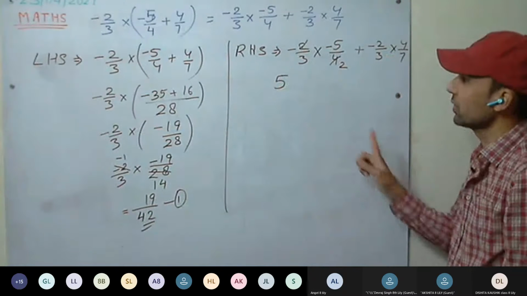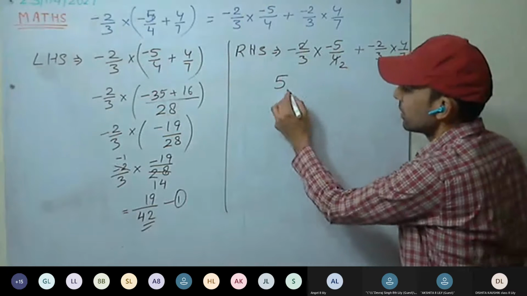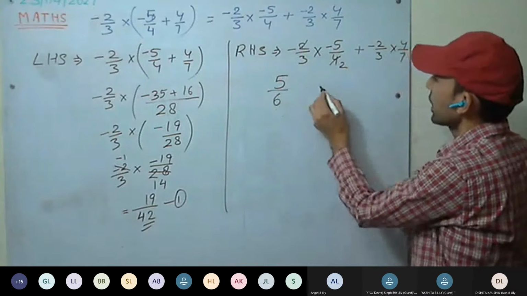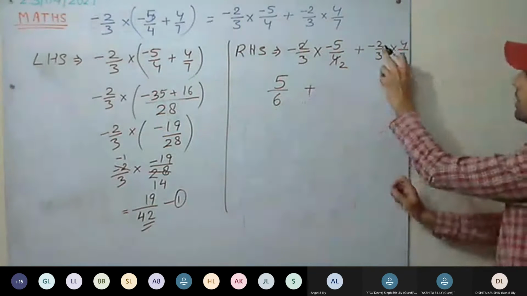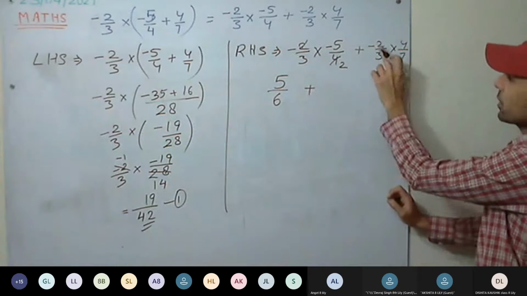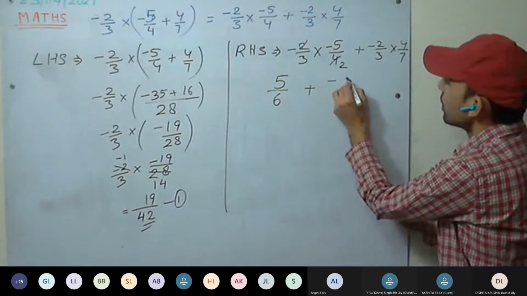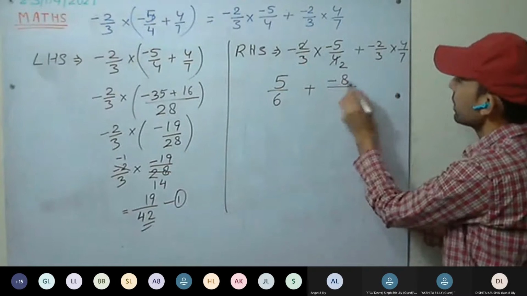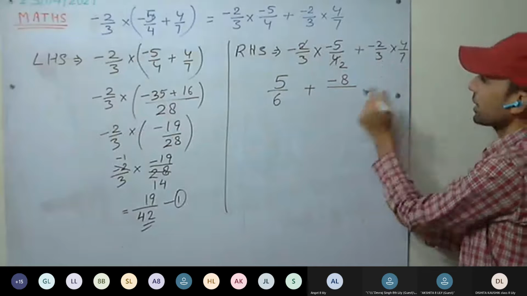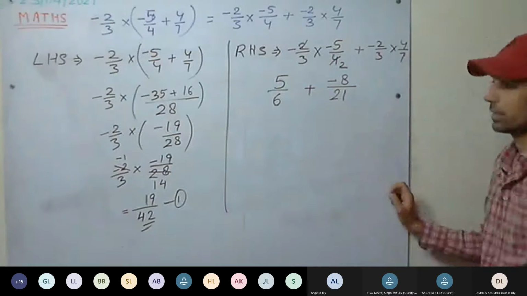Minus 1 into minus 5, 5, 3 2 ja, 6. Okay. Plus, and no common factor, minus 2 into 4, minus 8. Minus 3 8. 7, and here 21. 21.